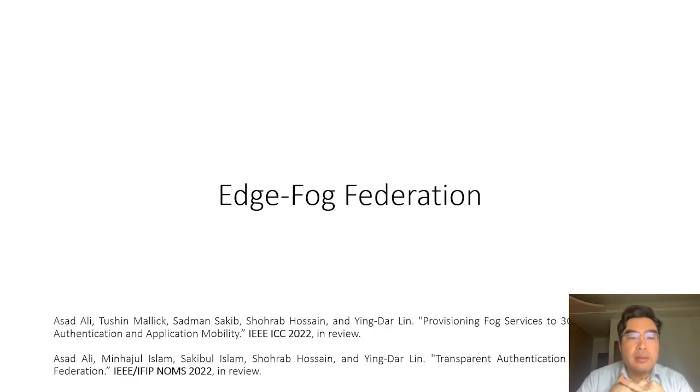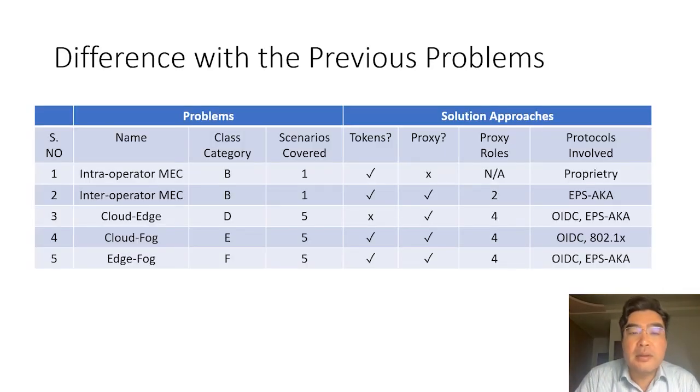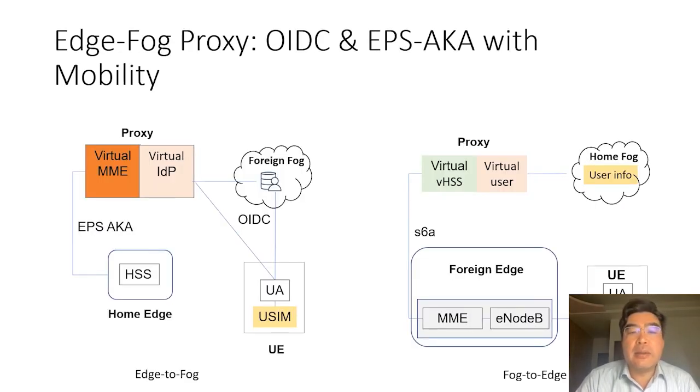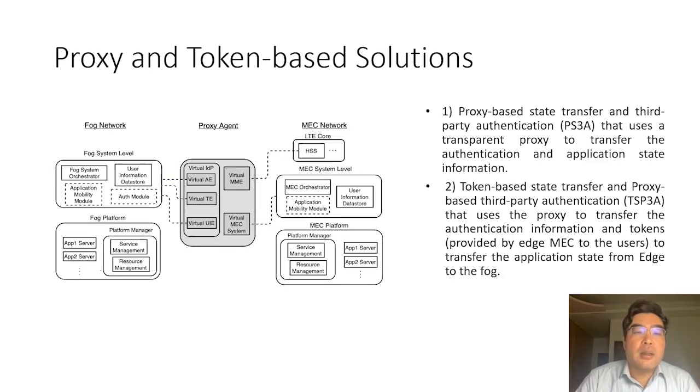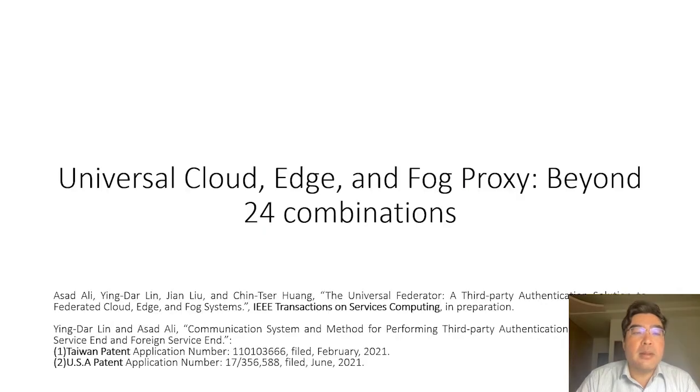So, and the next scenario is the edge to fork. Okay, and the difference here, we got another four roles. I need to speed up a little bit. And again, you can check that you got edge to fork and fork to edge. And now, we are not considering 802.1x here, just OIDC. And then with the EPS AKA. So it's a similar idea. Okay, so I need to move faster.